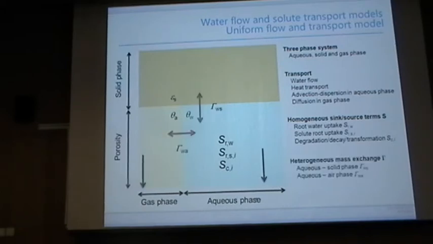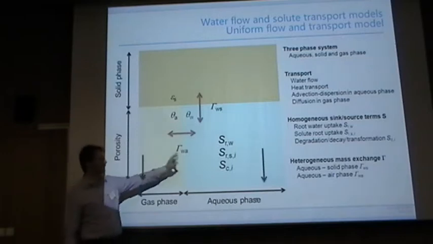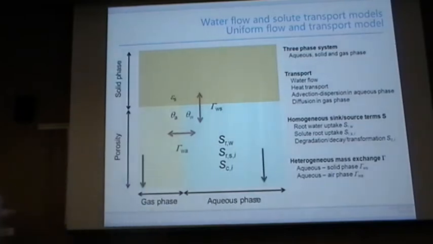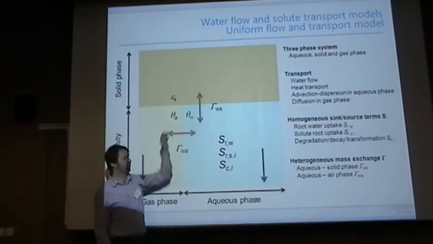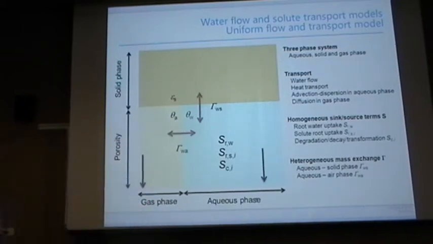sequential network. And then we have heterogeneous mass exchange processes. We have the equilibrium exchange between the gas phase and the aqueous phase, and then we have kinetic and equilibrium exchanges between the aqueous phase and the solid phase. And these exchange reactions, I will come later on to which processes are included.